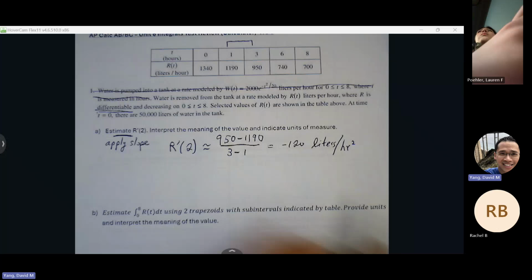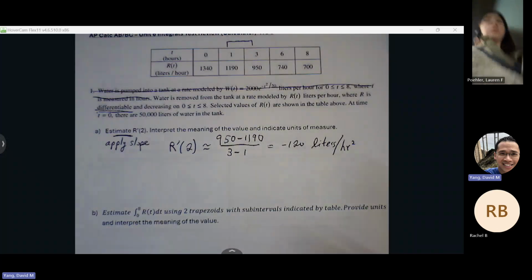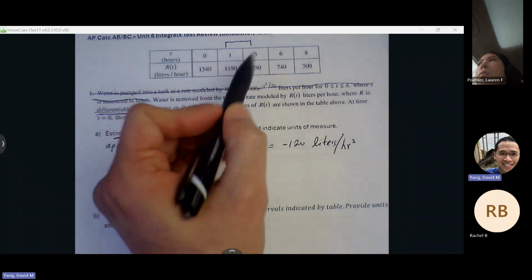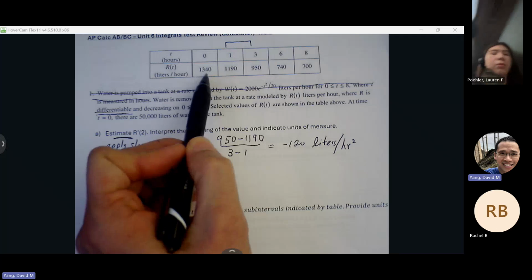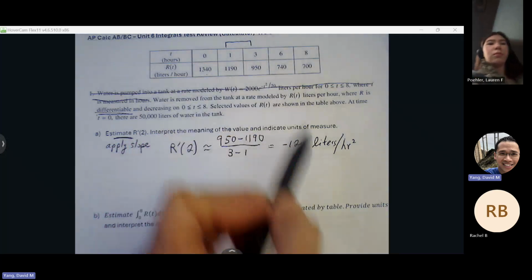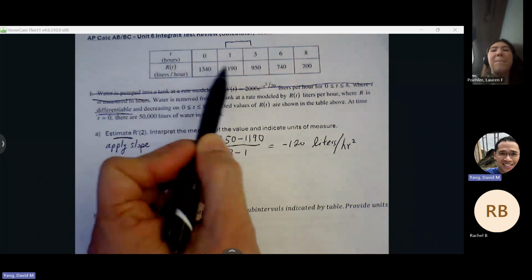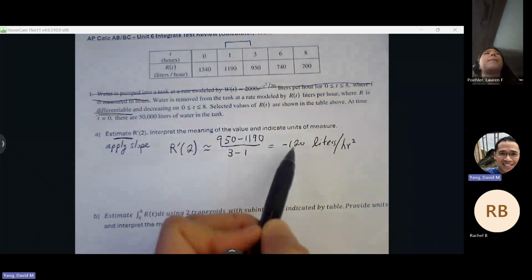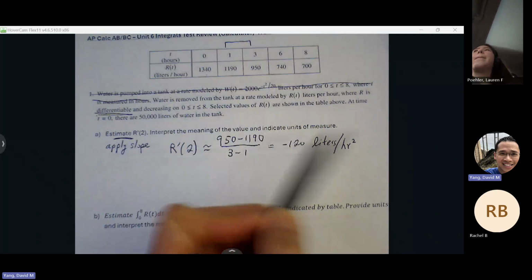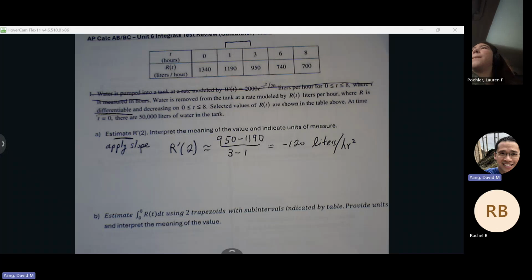Units of measure: negative 120 liters per hour squared. So it makes sense, right? We're looking at this here, and we're seeing that R of t is decreasing, and that's represented by the negative. We can see from the table that it is decreasing, and this gives us a more specific detail that the rate is decreasing by 120 liters per hour.